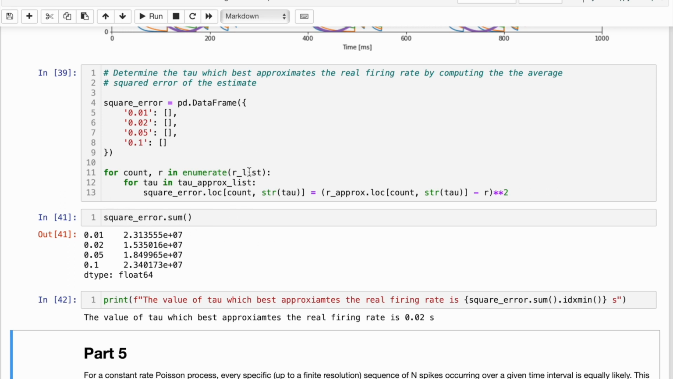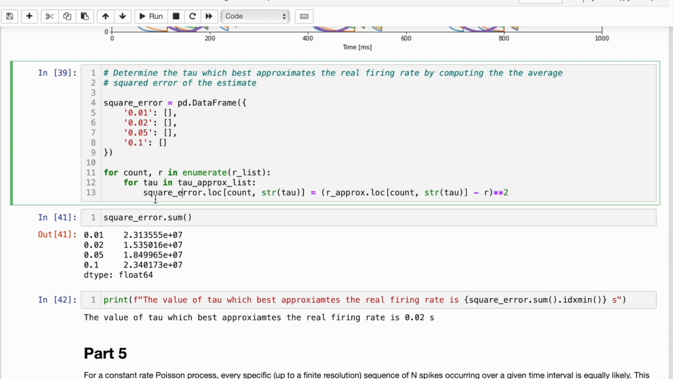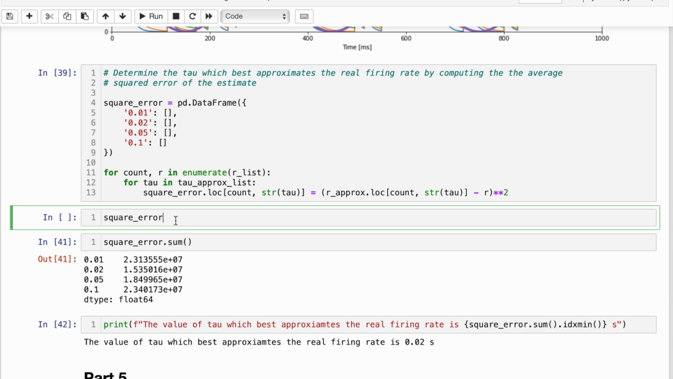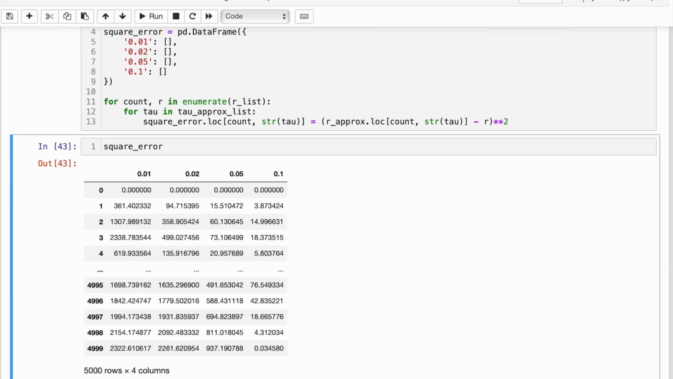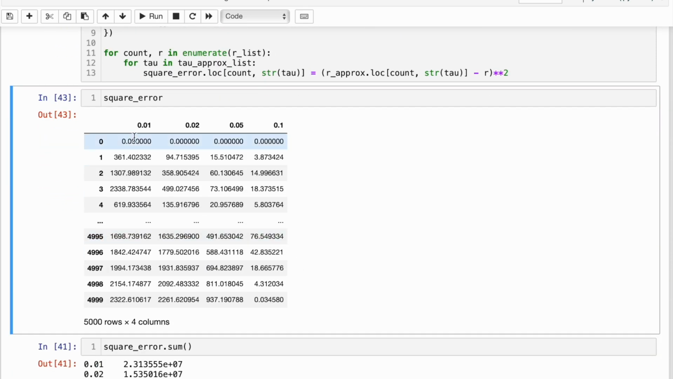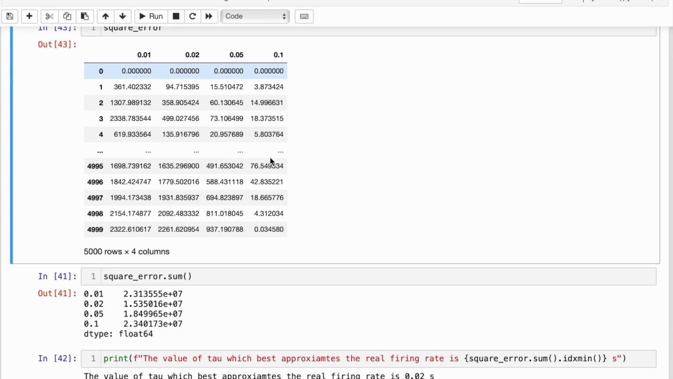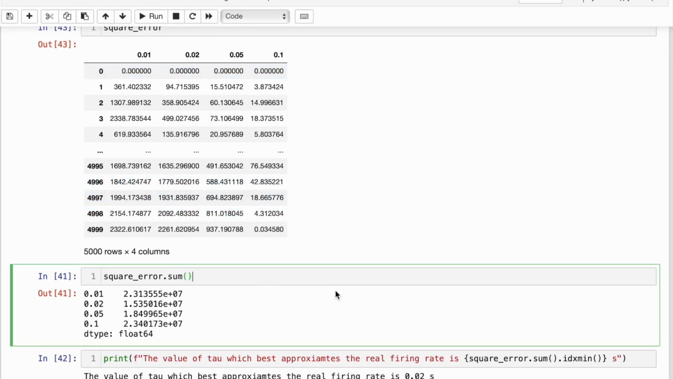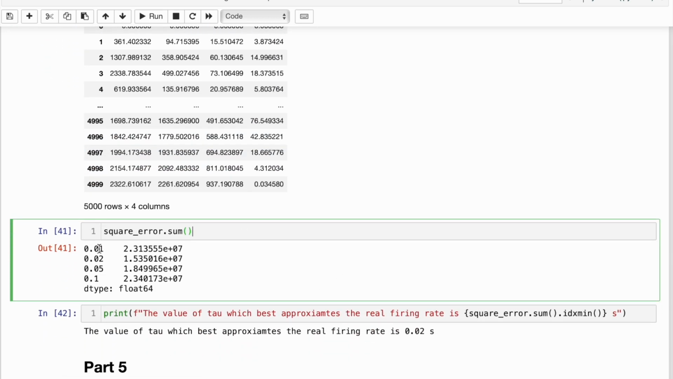Now we can have a look at the list of the squared errors. So if you just look at the square error term, each row is a different time point, and each column is a different tau. And then we can sum over all of these rows for each of the columns. And by doing that, we arrive at this nice table.